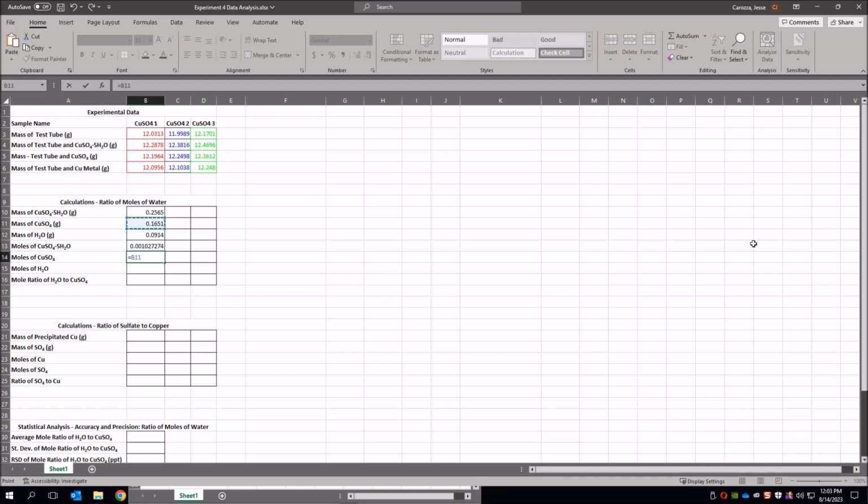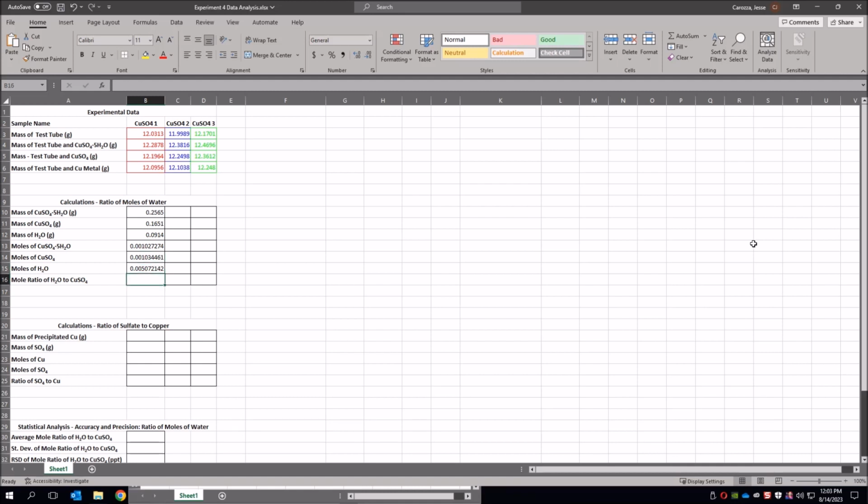So then we take the moles of copper sulfate, which is the mass of it, divided by the molar mass, which in this case is 159.60. And then the moles of water, which is the mass of our water, divided by the molar mass of water, 18.02. Now notice something. You see how this is 0.001 and this is 0.005? This is about 5 times as much as that.